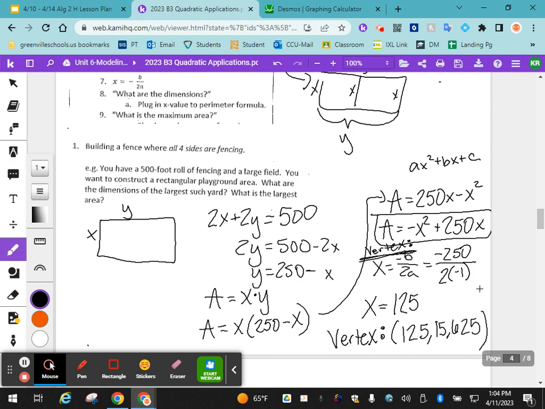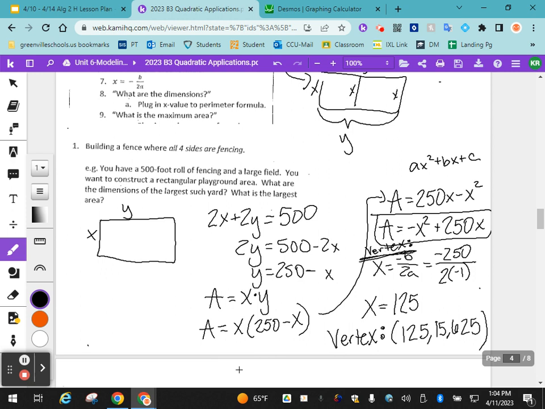Okay, so we already have our answer. That's how you work the question. Now let's see what that answer means and what it is.